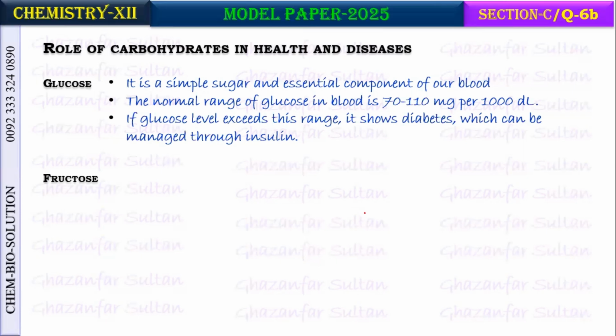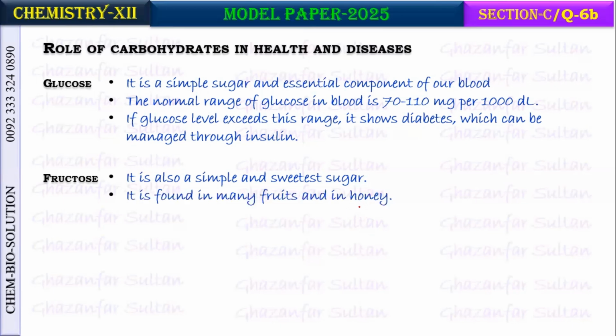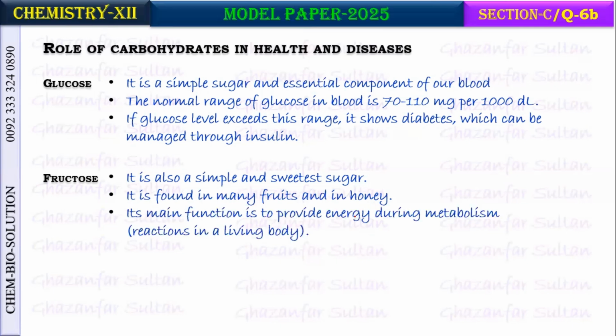Fructose. Fructose is a simple and the sweetest sugar. It is the sweetest sugar among all the carbohydrates. It is found in many fruits as well as in honey. Its main function is to provide energy during metabolism. But remember that in the book they have written this, but the main source of energy is glucose. So fructose ultimately converts into glucose and provides energy.